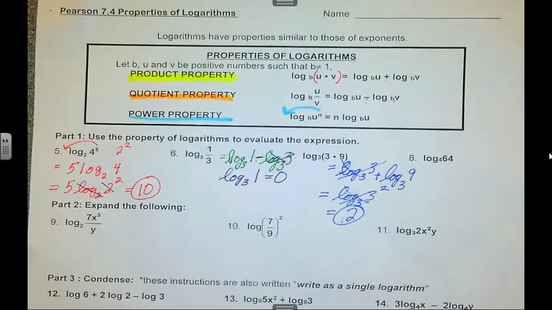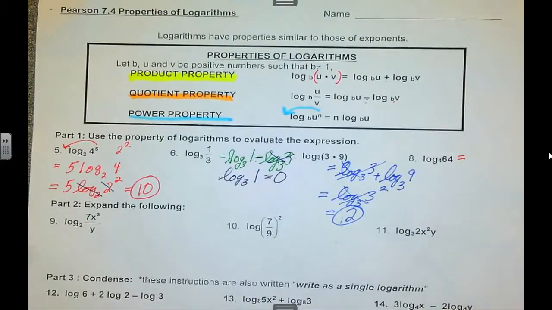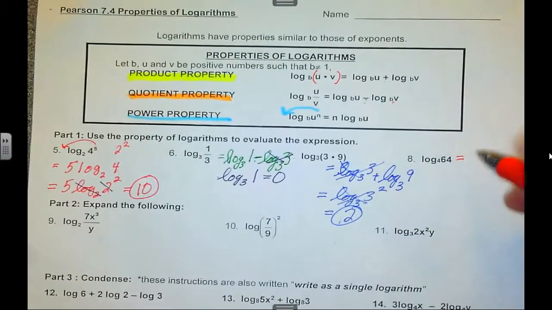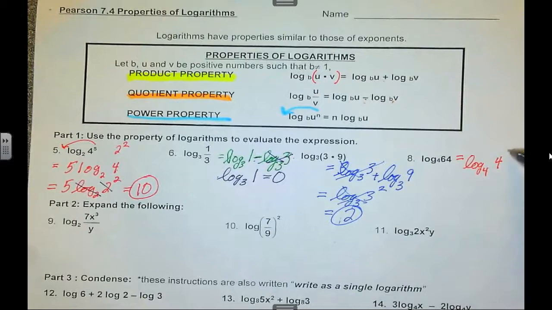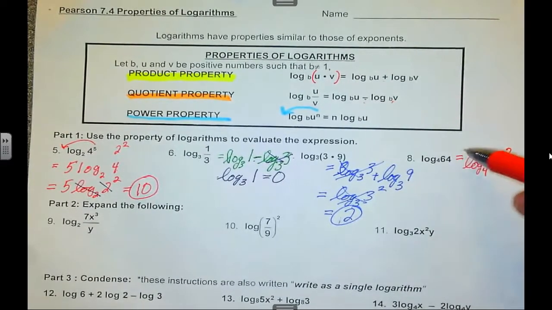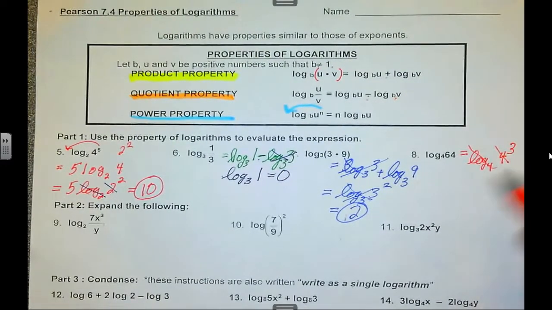Log base 4 of 64. You don't even need a property because I can rewrite 64 as log base 4 of 4 cubed, right? Therefore, my log base 4 cancels out the base 4 of the power, equals 3.